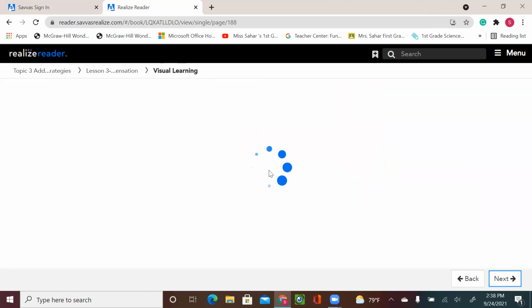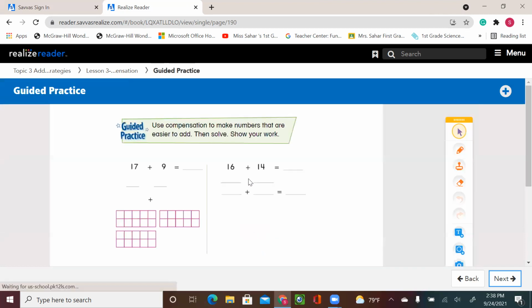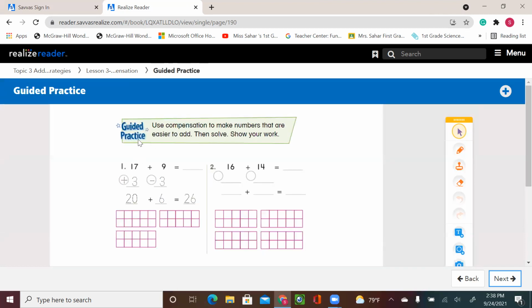All right, so let's see what we have. Use compensation to make numbers that are easier to add. So remember, whatever you take from this side, we're going to add to the other side. So I'm not losing any, or adding from outside. So let's see what we have.